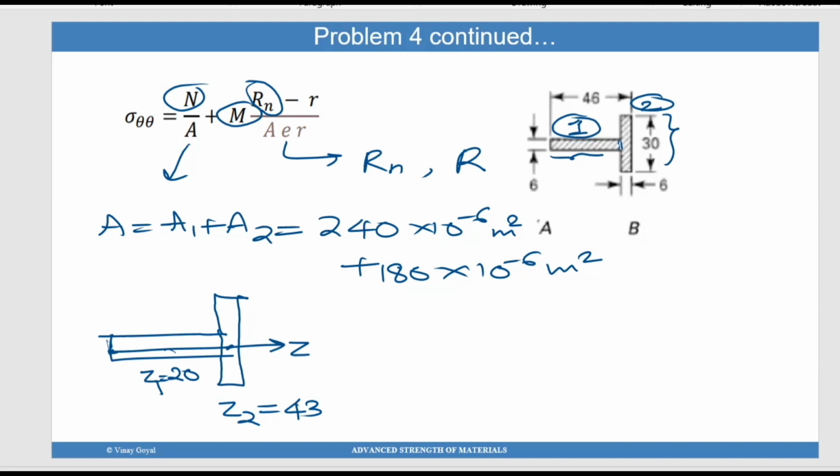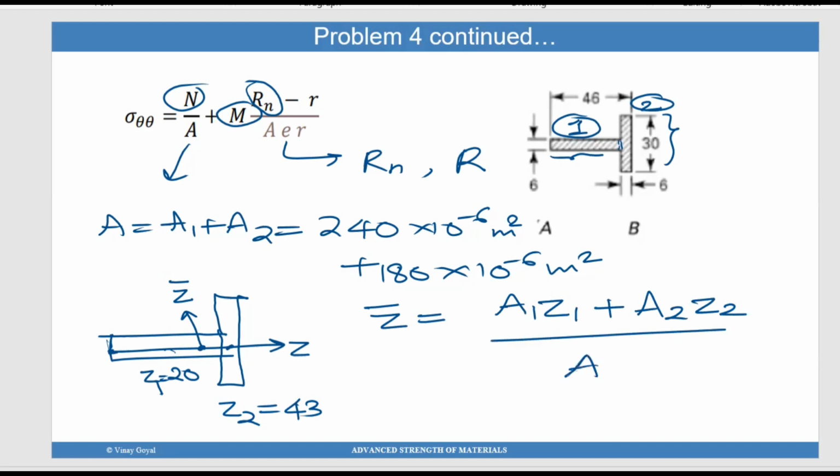So I want to find out what is the z for the entire T-shaped cross section. So how do I do that? Let's say the centroid is somewhere here, for example, at z bar. Then I say z bar equals (A1 z1 plus A2 z2) upon (A1 plus A2). So that is how I find out z bar.